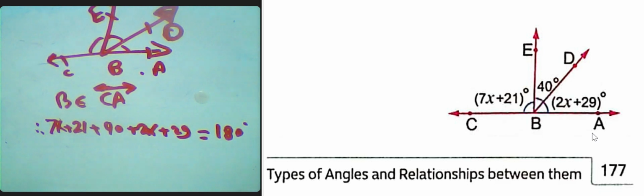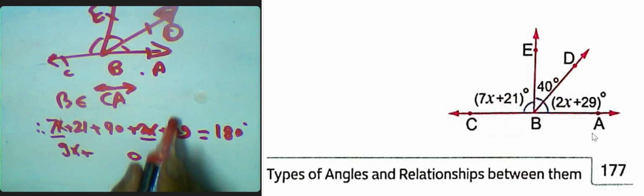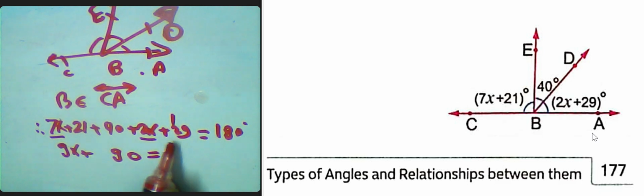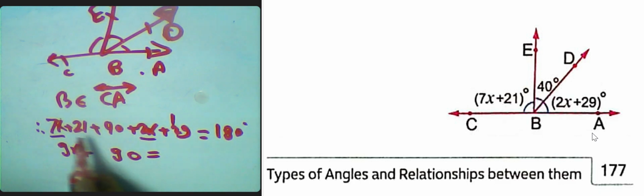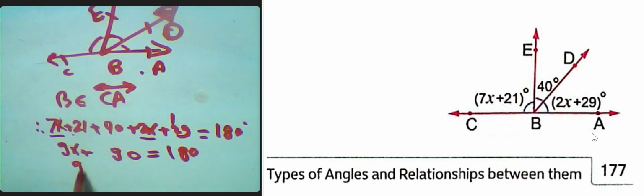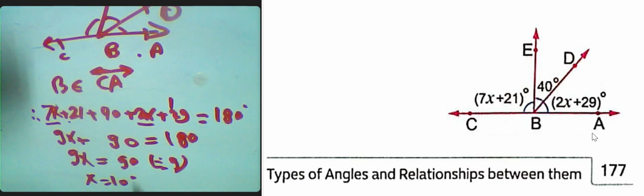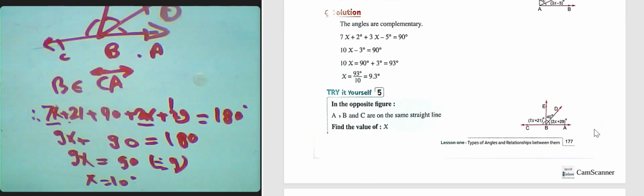Then we can write 7 plus 2 equals 9x, 9 plus 1 is 10, 0 and carry 1, 3 plus 4 is 7, 7 plus 2 is 9. So 9x equals 180 minus 90, which equals 90, and then divide by 9 to find the value of x. The result will be 10 degrees. The value of x here will be 10 degrees.